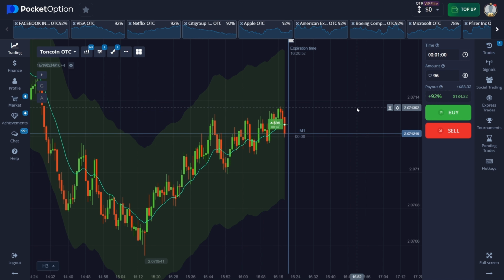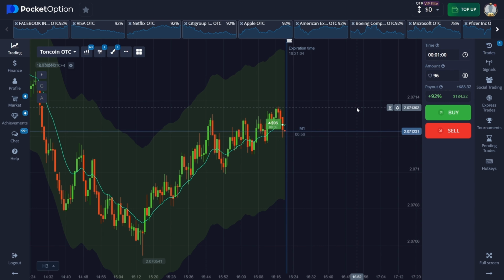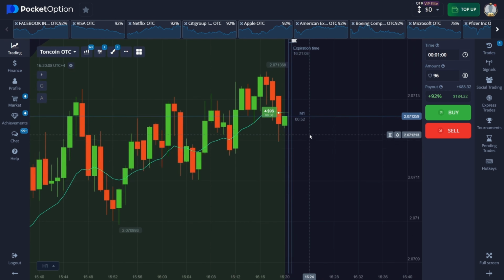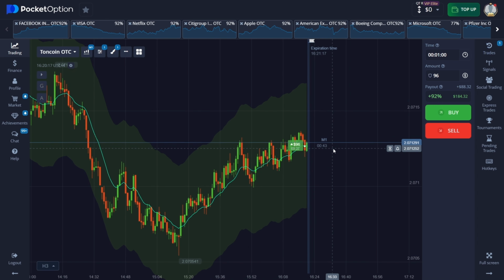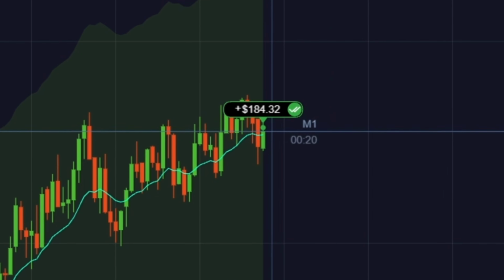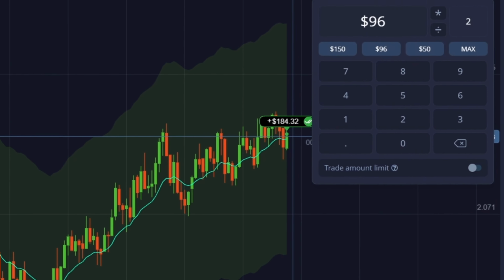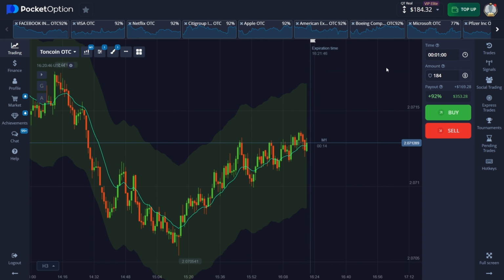Currently, the trade is not going in our favor, but there are still 45 seconds left. The next candle has turned in our favor, and with only 20 seconds remaining, we won another trade. Our balance is now $184. Let's find a trade for $184.